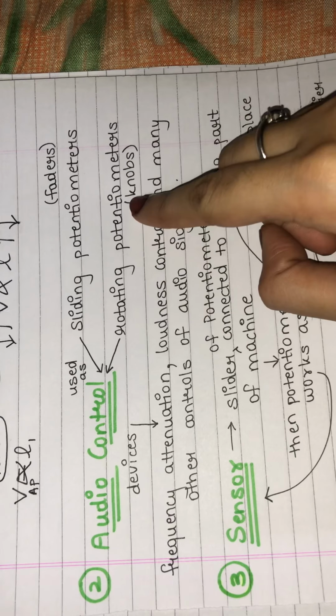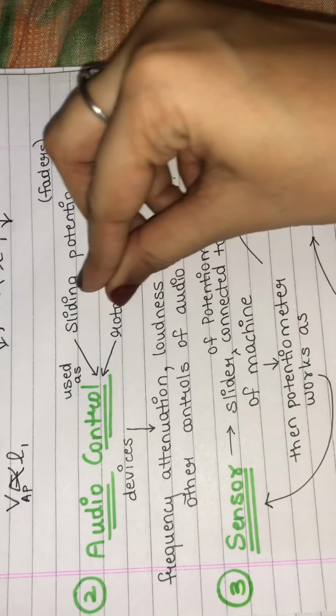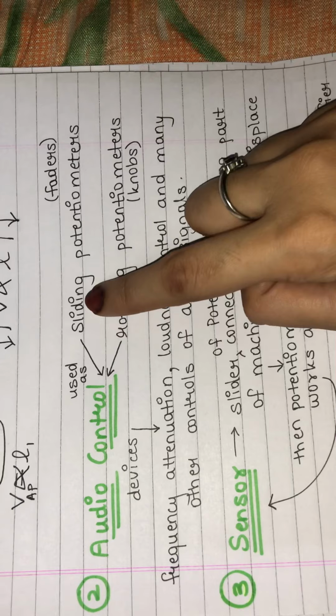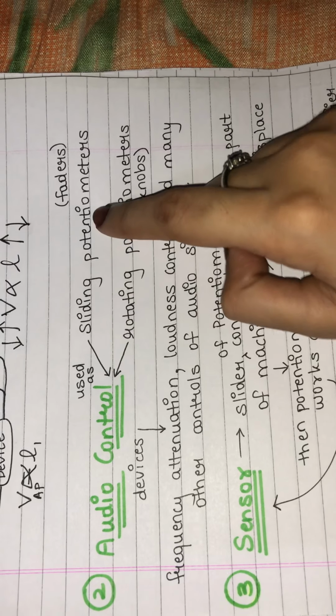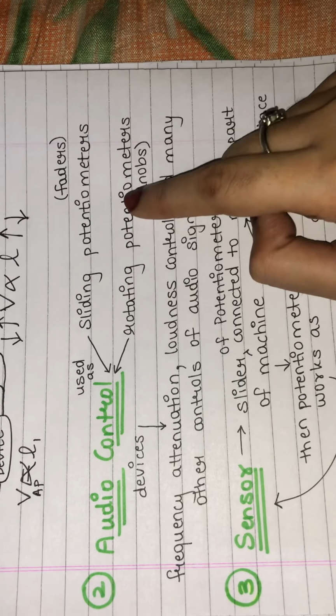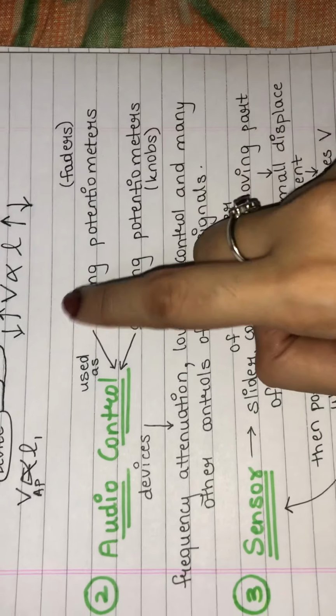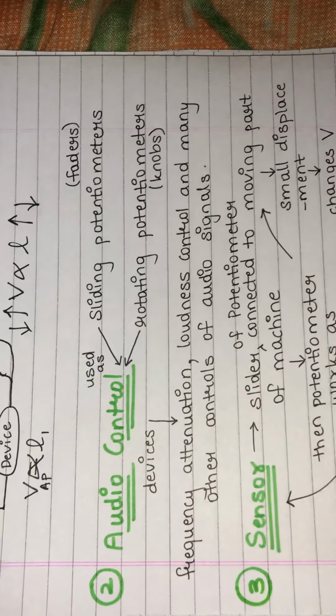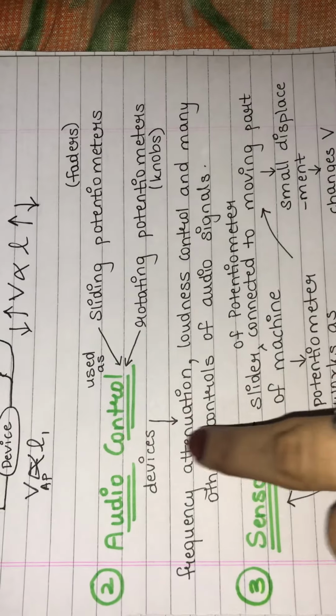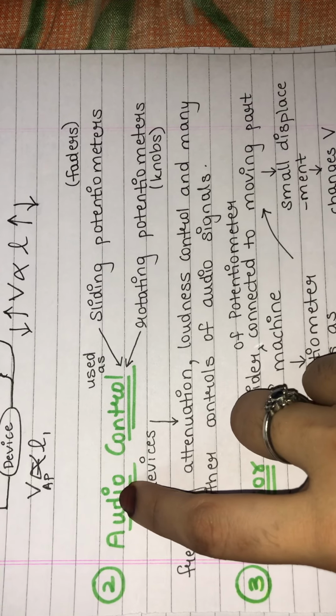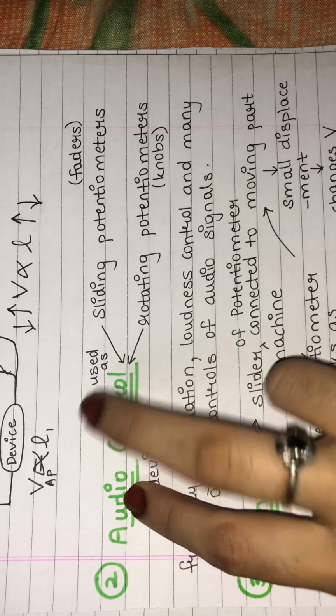So that is a rotating potentiometer. And when you have sliders, you slide and adjust the music or audio, that is a sliding potentiometer, known as faders, and rotating potentiometers are known as knobs. They both are used as audio control devices. Now, what this audio control device is, the name itself suggests: audio means sound controlling.